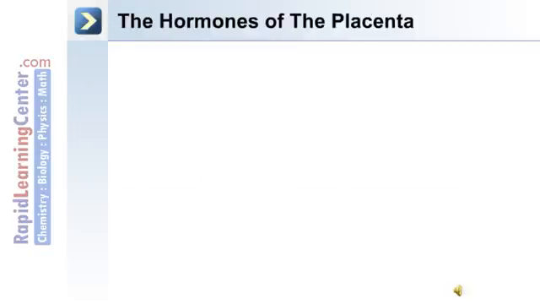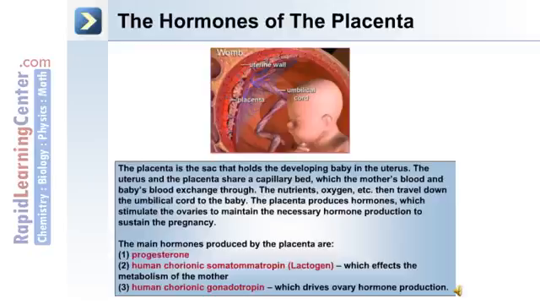The endocrine function of the placenta. The placenta is the sac that holds the developing baby in the uterus, and because the uterus and placenta share a capillary bed where the mother's blood and baby's blood exchange, this provides the opportunity for endocrine function. The nutrients, oxygen, etc. travel down the umbilical cord to the baby.